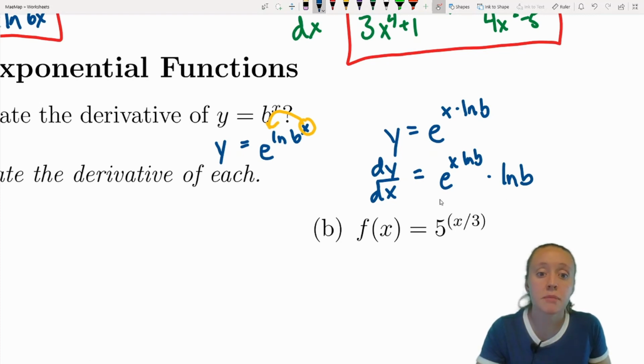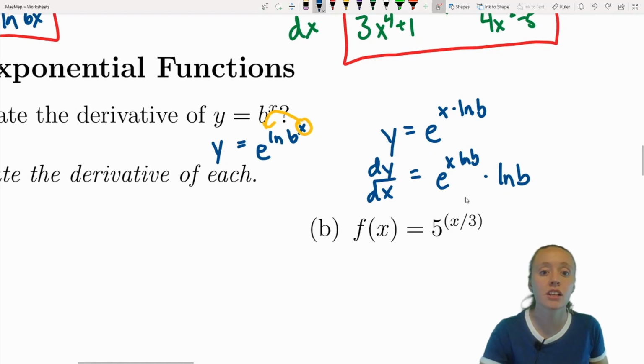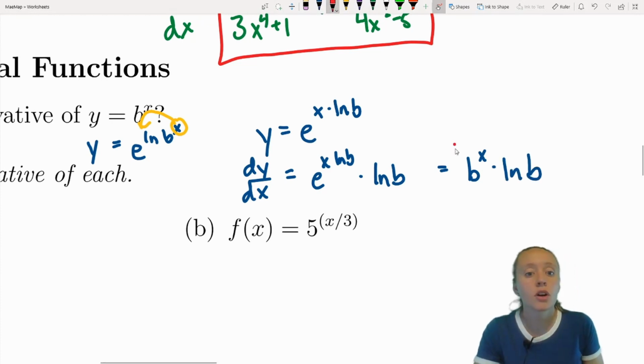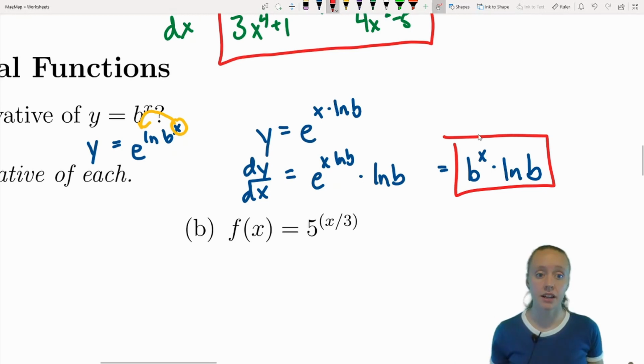So here is my e to the f of x times f prime of x, and e to the f of x is really what? Well, remember e to the x ln of b is e to the ln of b to the x, which is just b to the x. So the derivative of y with respect to x is b to the x times the ln of b. And this is the case when b is just some constant.